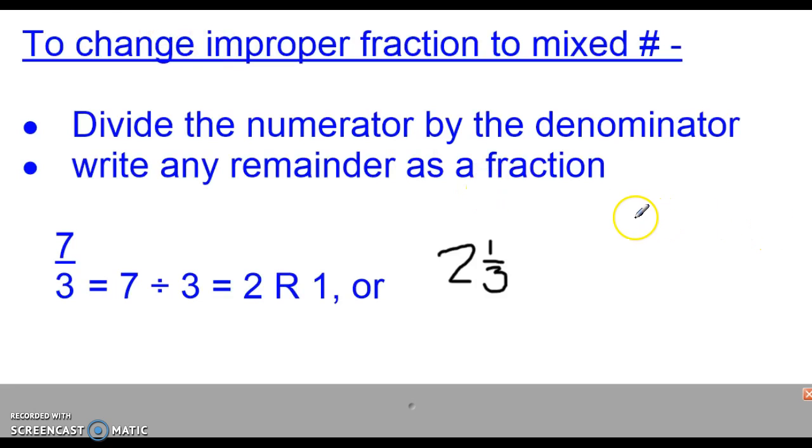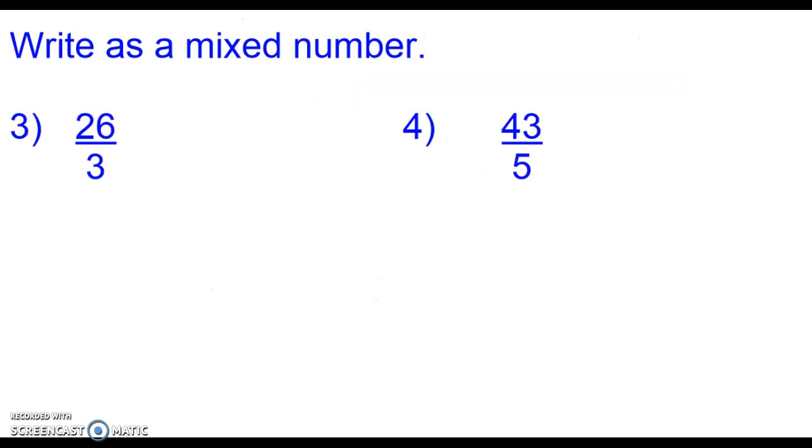So let's try another example. If I had 9 over 2, I would do 9 divided by 2, and 2 can go into 9 4 times equally, so 9 divided by 2 equals 4. So I have the whole number 4, and what's left over? 1. And I put that over my original denominator, 2. Okay, so you're going to try writing these two problems as mixed numbers. Go ahead and pause the video now and try these two on your own.